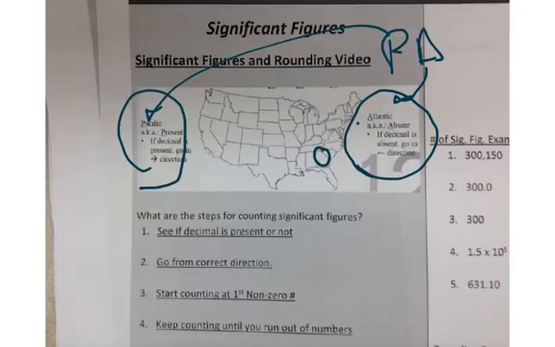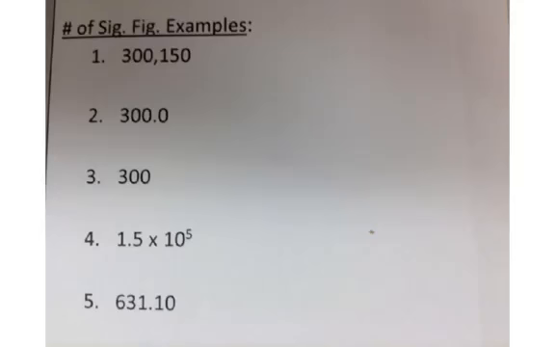Okay? So we're going to follow these exact 4 steps that you should be copying down. And if you didn't, you can pause it and copy them down in order to count the number of significant figures in the example. Okay? So the first one, we are going to need to identify if a decimal is present or not. Do you see a decimal? In this first one, I do not see a decimal, so therefore I am going to start from the Atlantic or the absent side, which is the right side.